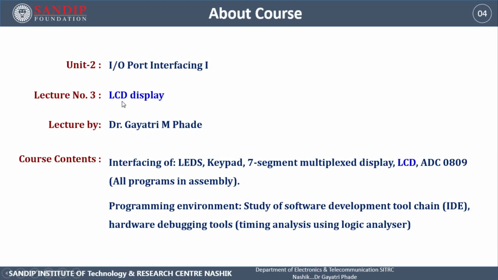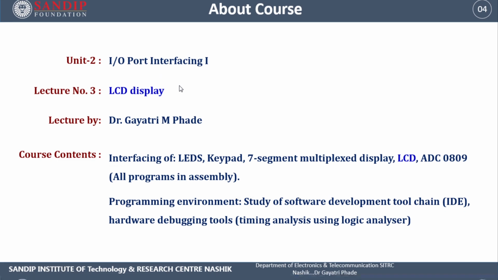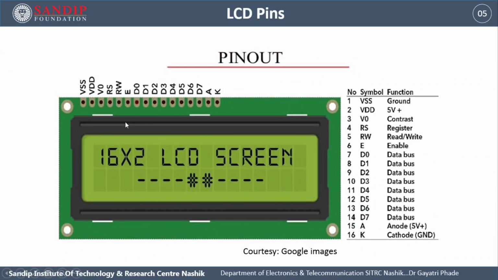So the LCD display is going to be interfaced with the 8051 microcontroller. Let us see the details of the LCD we are going to interface. This is a 16 by 2 LCD screen. 16 by 2 means 16 characters per line and there are 2 lines. Here is line 1, here is line 2.